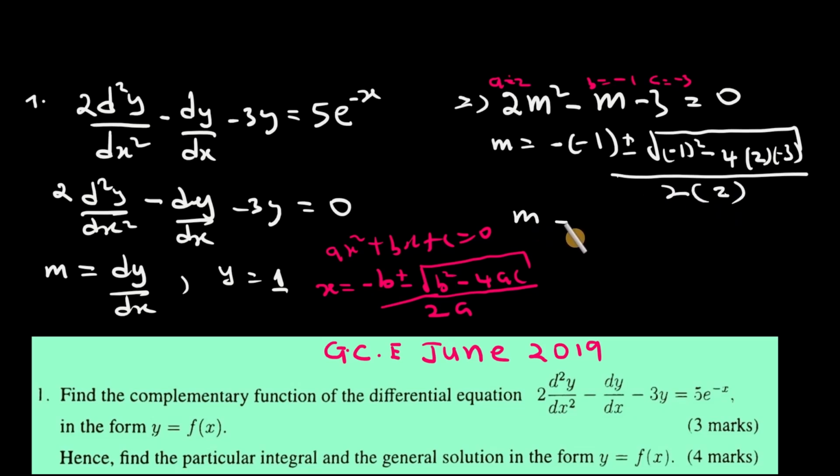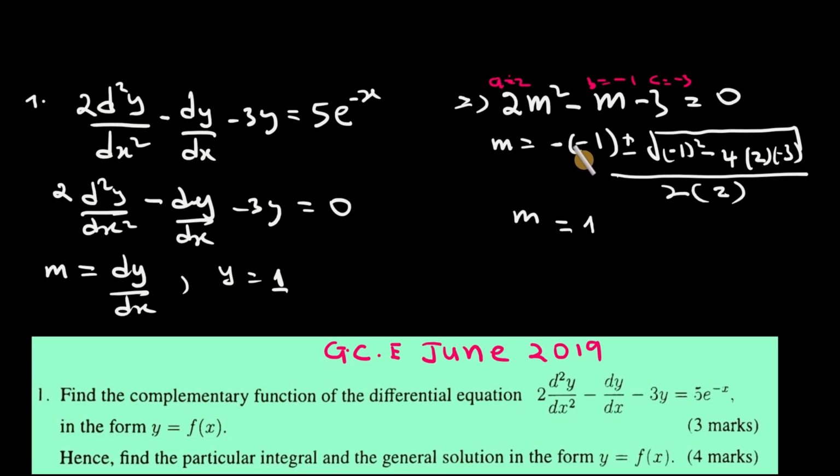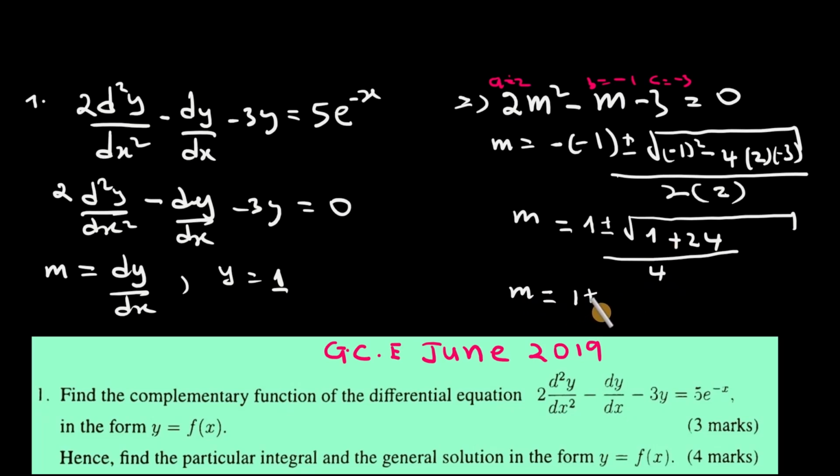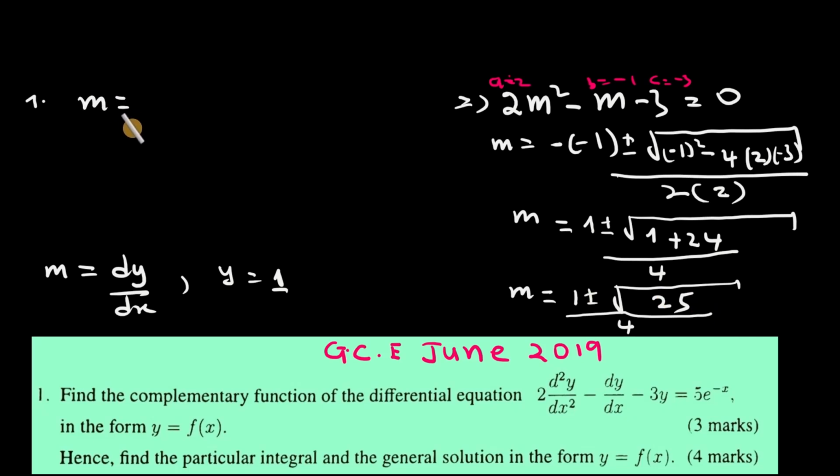Now m will be equal to 1, that's negative times negative is 1, plus or minus square root of minus squared is plus 1, squared is 1, minus 4 times 2 is 8, 8 times 3 is 24. Minus times minus is plus 24, all over 2 times 2, which is 4. Now m is equal to 1 plus or minus square root of 25 all over 4. Square root of 25 is 5. So m is equal to 1 plus or minus 5 all over 4.